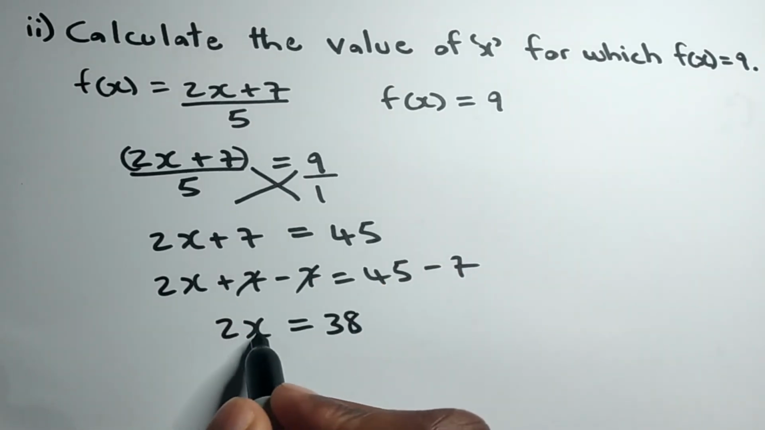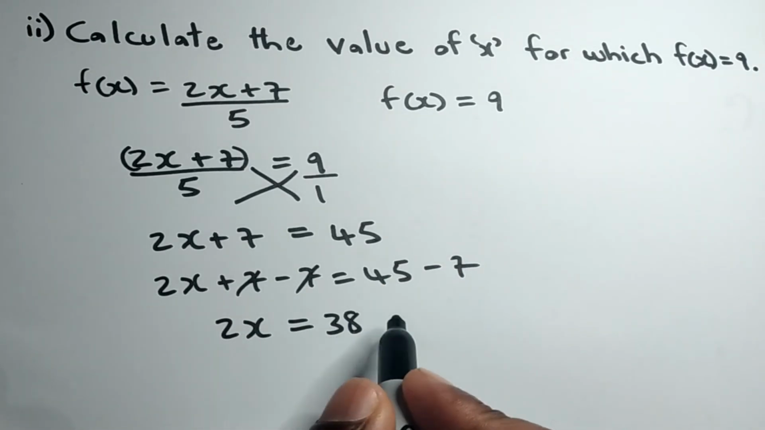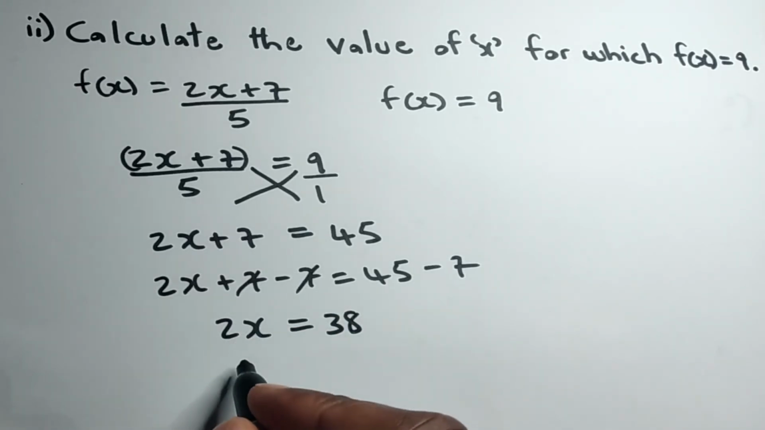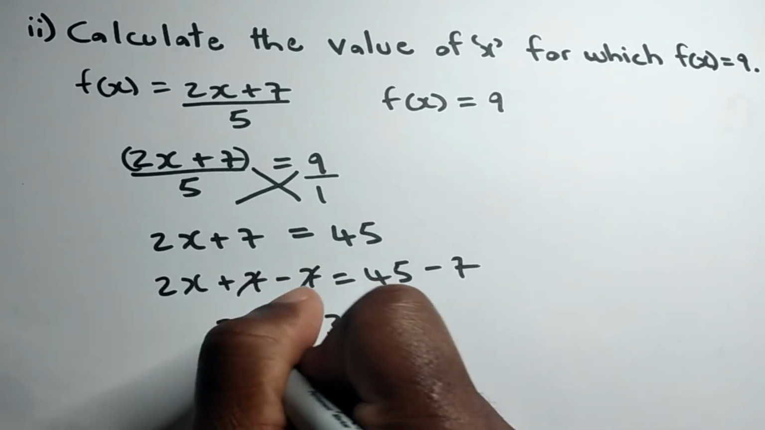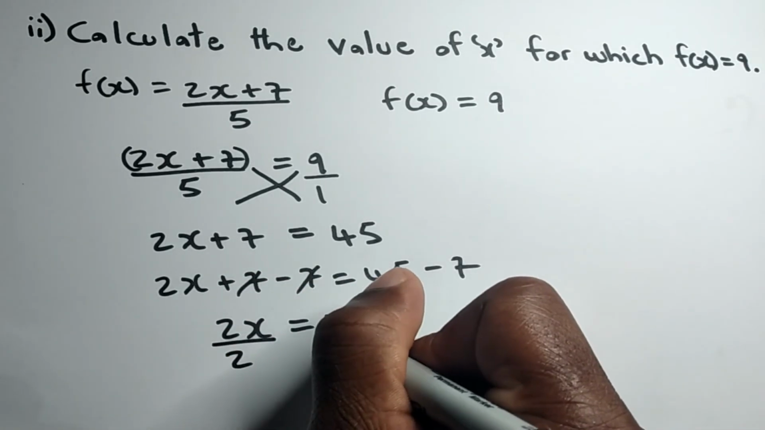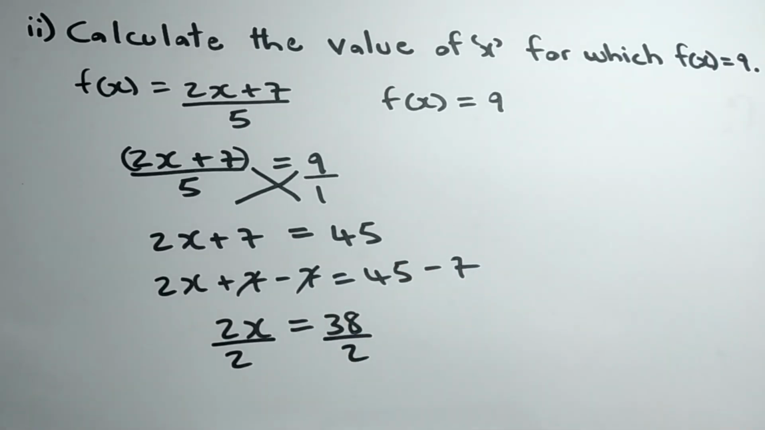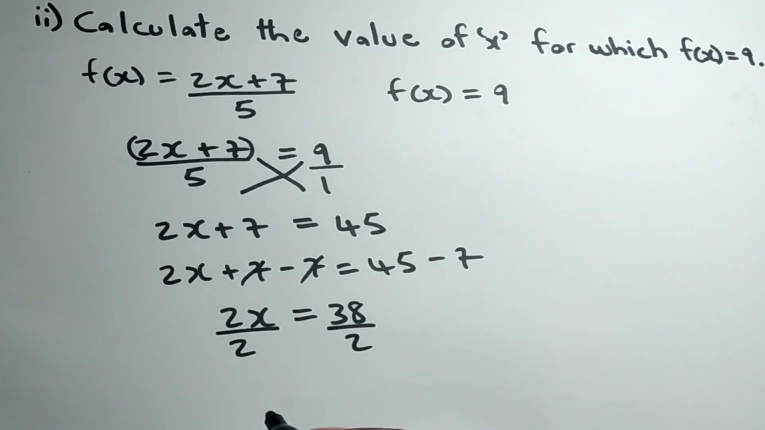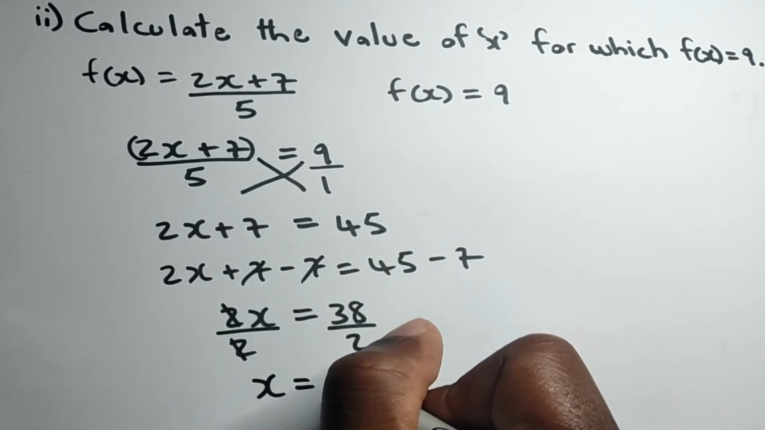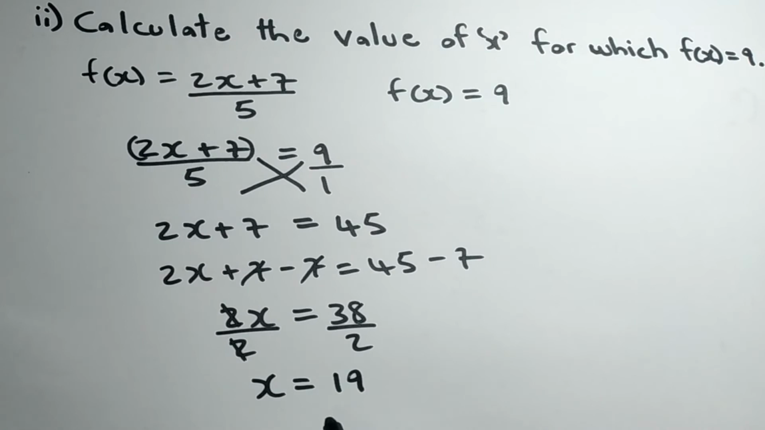And here we have 2 times x is equal to 38. To get rid of this 2, we must do the opposite of the operation that is taking place. And this is multiplication, so we do the opposite, which is division. And if we divide that side by 2, we must do the same thing to the other side to keep the equation balanced. So 2 cancels 2, and x is equal to 19. All right. So that's how we treat this part of the question. So our x value would be equal to 19.